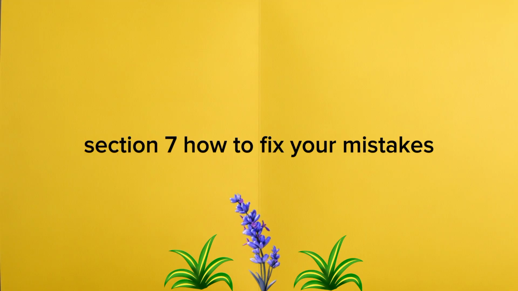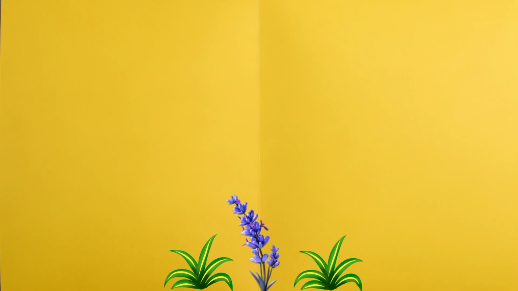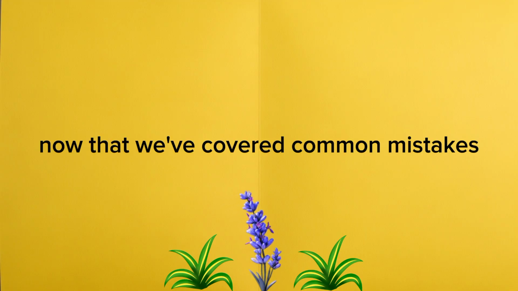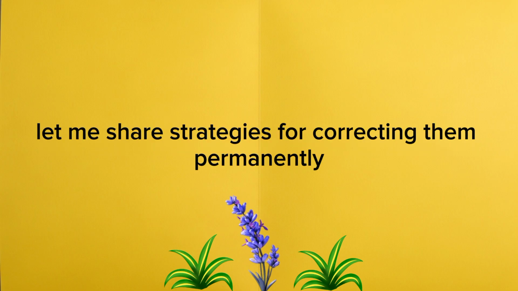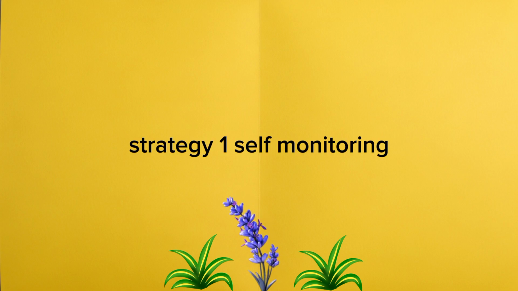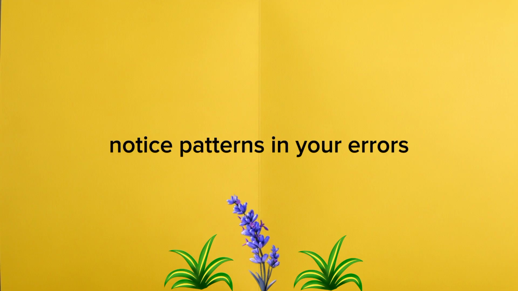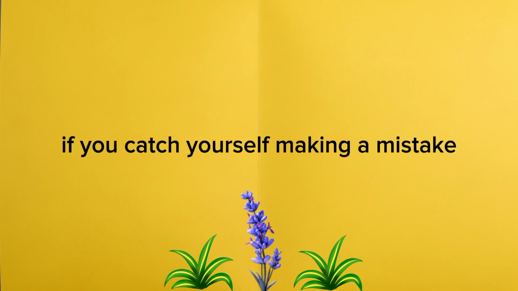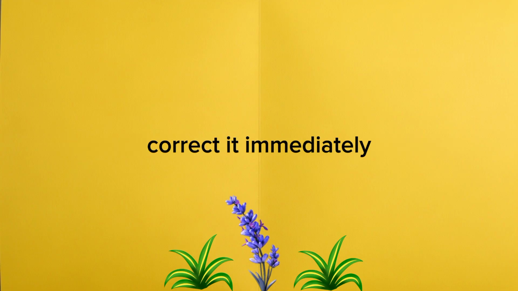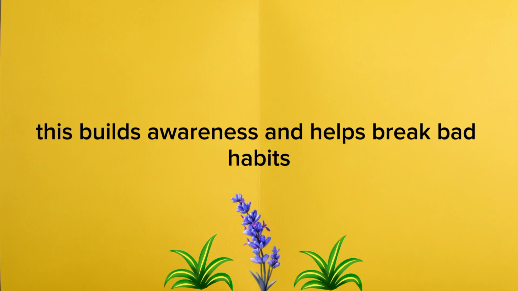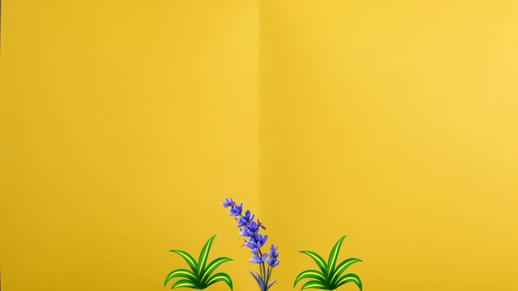Section 7, How to Fix Your Mistakes. Now that we've covered common mistakes, let me share strategies for correcting them permanently. Strategy 1, Self-monitoring. Pay attention when you speak or write. Notice patterns in your errors. If you catch yourself making a mistake, correct it immediately. This builds awareness and helps break bad habits.